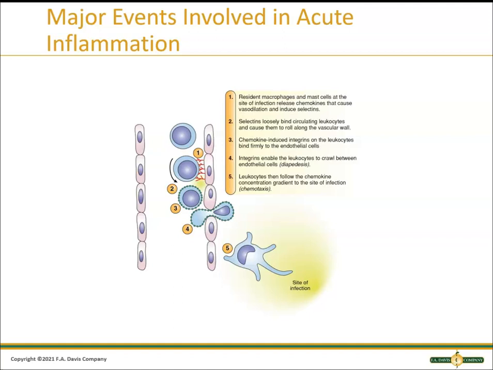So once the leukocytes are out into the tissue, they actually will follow these chemicals, these chemokines, that remember the monocytes, the macrophages, the dendritic cells, and all that stuff released. And because they're moving because of these chemicals being squirted out, they call it chemotaxis. So it's a chemical taxi, and it sort of directs them to the area where the infection is so they can start doing their stuff.